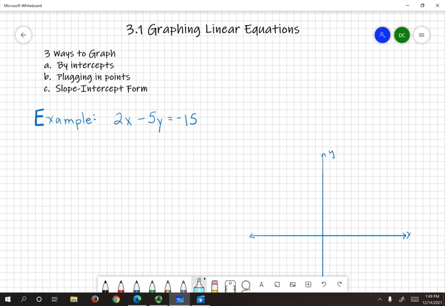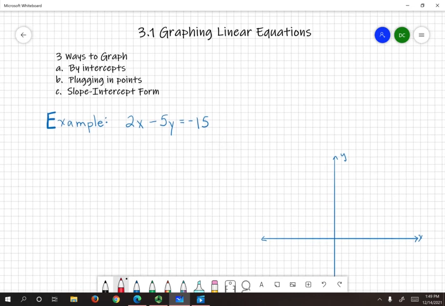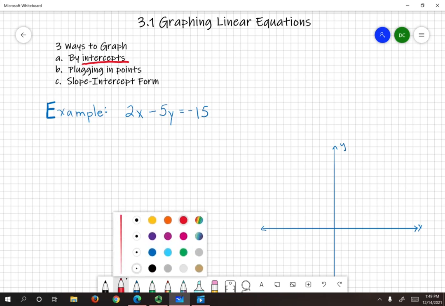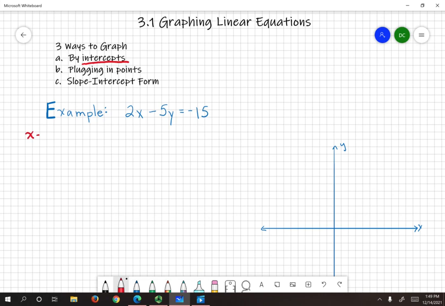So let's talk about these 3 ways. I have an equation here. You can see my example. And I am going to start with these ways to graph a line. The first one is by intercepts. Intercepts means the x or the y-intercept. So the intercepts are a really interesting way to graph. The x-intercept occurs in any graph when the y variable is 0. So it means we have to plug a 0 in for the y. The y-intercept happens to occur when the x-coordinate is 0.